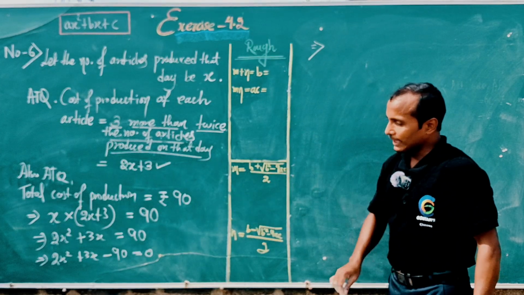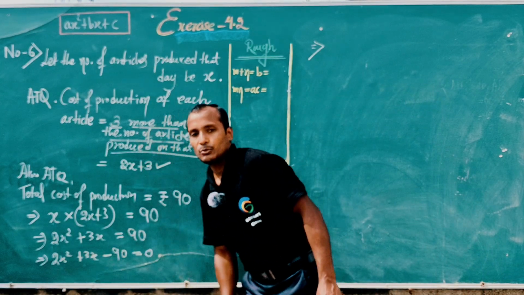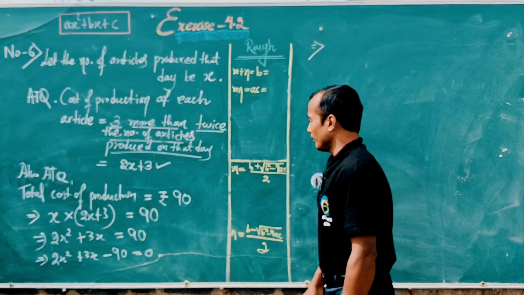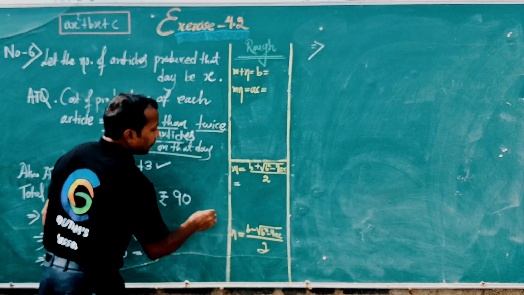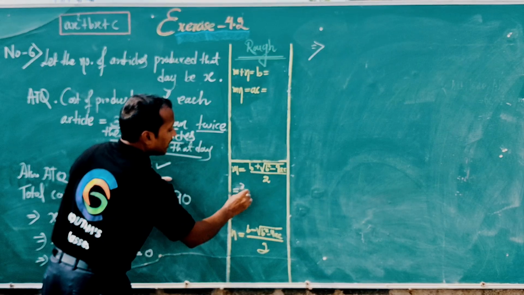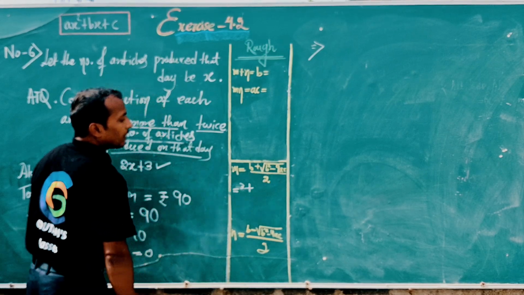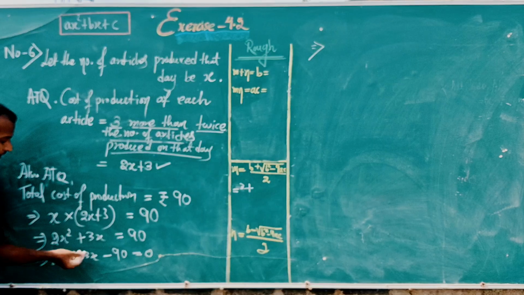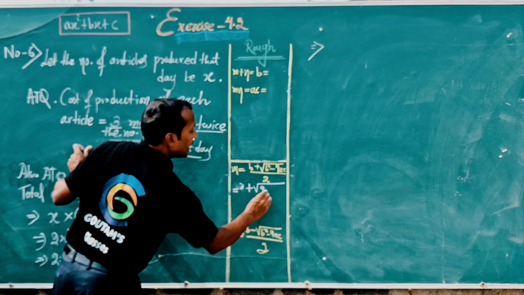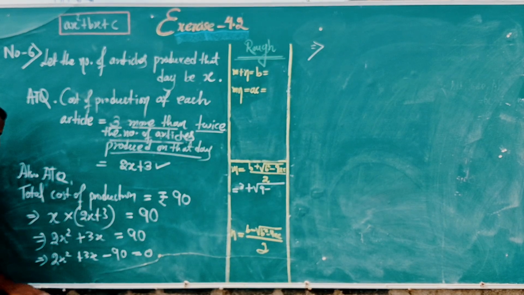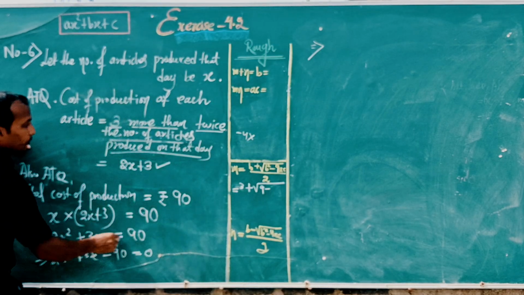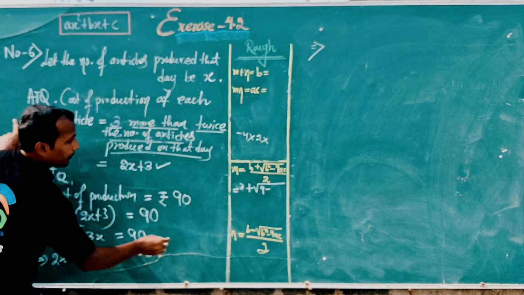Okay, 2x square plus 3x minus 90 I have. Who is a? A is 2. Who is b? 3. Who is c? Minus 90. Let me apply those values to find out m and n. So what is b? We have 3. So let me write 3 plus root of b square minus 4ac. B square means 3 square. So 3 square is 9. 9 minus 4ac means, let me calculate, minus 4 into A. A is 2. And what is C? C is minus 90.